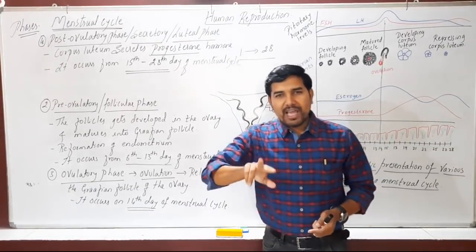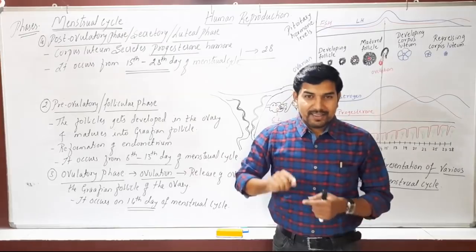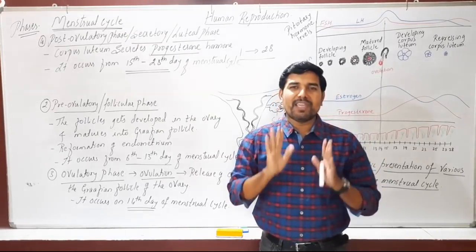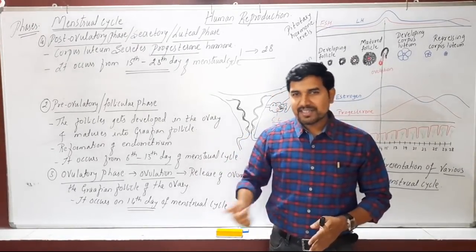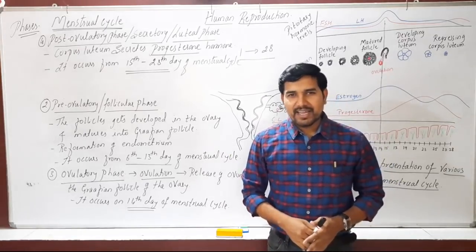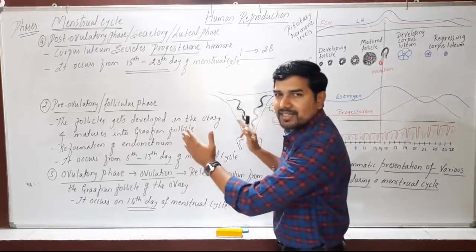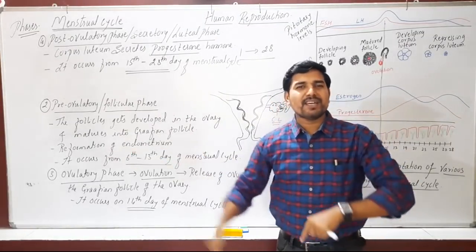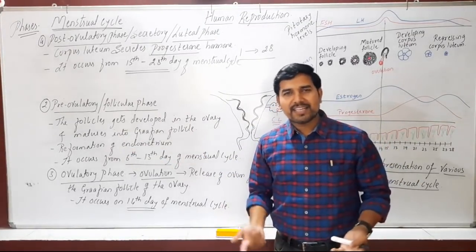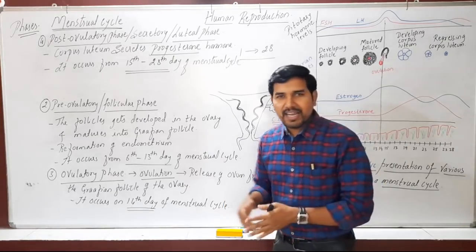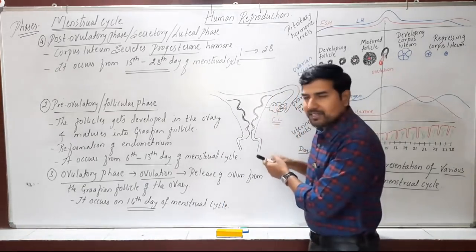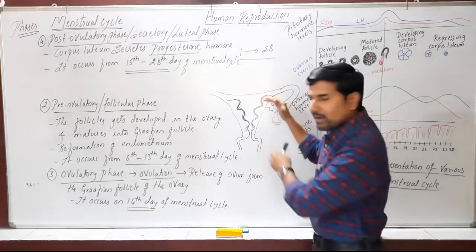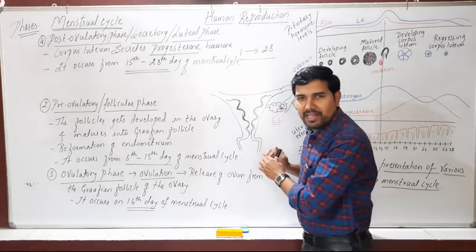Then what will happen after the 28th day? The next menstrual cycle will begin, and hence the first menstrual cycle is completed in these 28 days. Then what happens in the second menstrual cycle? Again in the next month the same process happens. Again there is a first phase, the menstrual phase. The thickened endometrium gets shed off leading to bleeding.